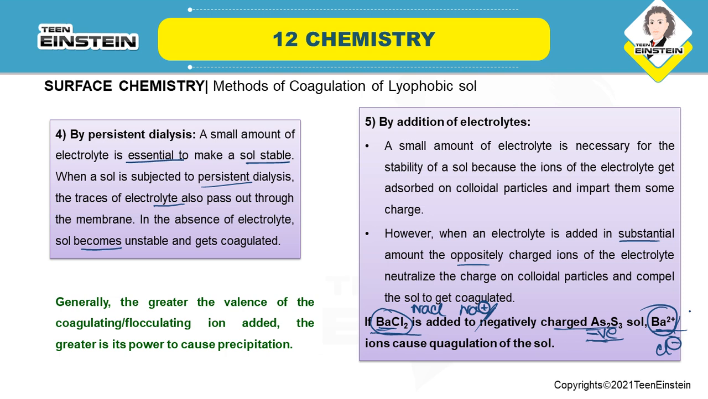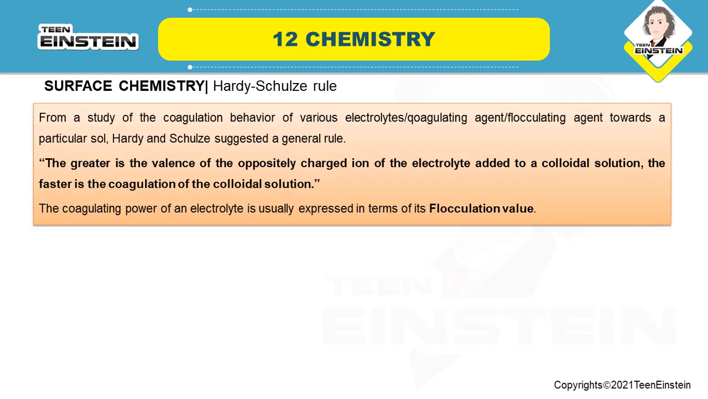Higher capability means that, compared to NaCl, the amount of BaCl2 that we are adding will be low because this capability is high. So we have to add a lesser amount compared to NaCl. Based on this observation, that the greater the valence, the greater the capability to cause coagulation, there is the Hardy-Schulze rule. From the study of the coagulation behavior of different electrolytes, or coagulating agents or flocculating agents or ions, towards a particular sol, Hardy and Schulze suggested a general rule.